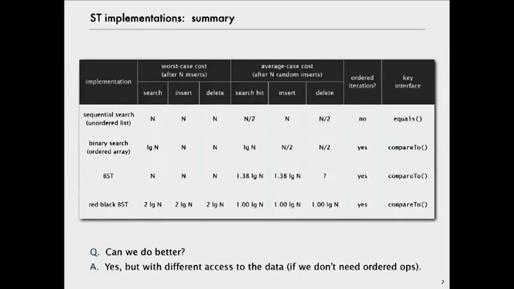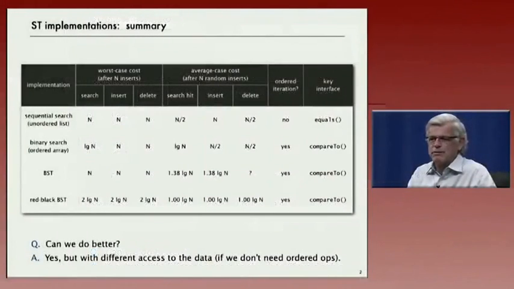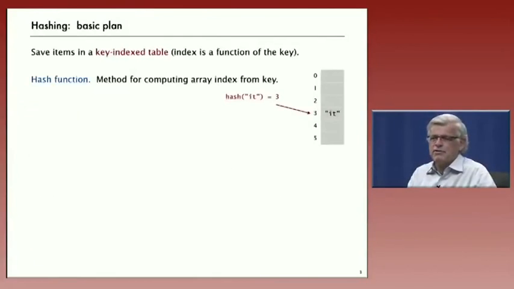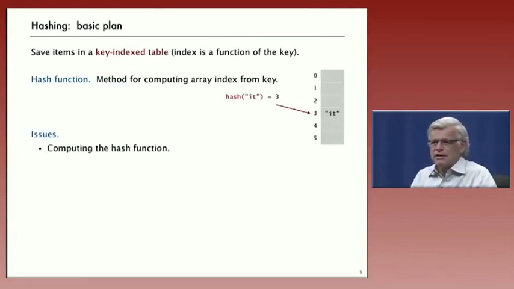And the answer is that actually we can, but it's a different way of accessing the data, and also it doesn't support ordered operations. But there's plenty of applications where the extra speed for search and insert that we can get this way is worthwhile. The basic plan is to try to reduce the problem to being like an array. We use a function known as a hash function that takes the key, our symbol table key, and reduces it to an integer, an array index. And we use that array index to store the key and the value in an array, maybe the value in a parallel array. Now there's a lot of issues in doing this.